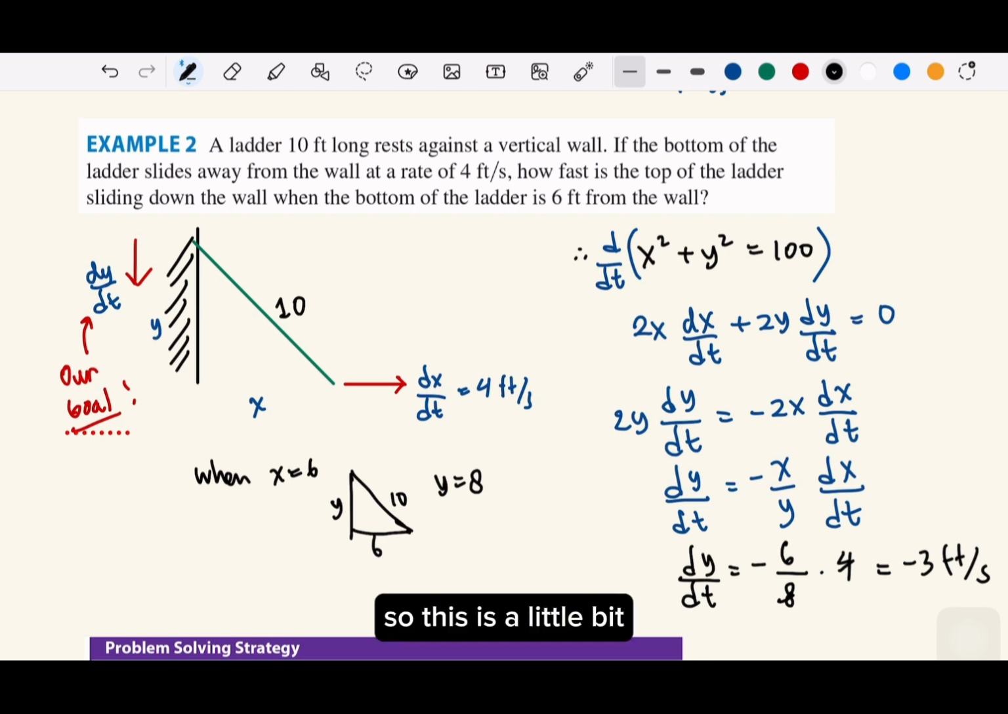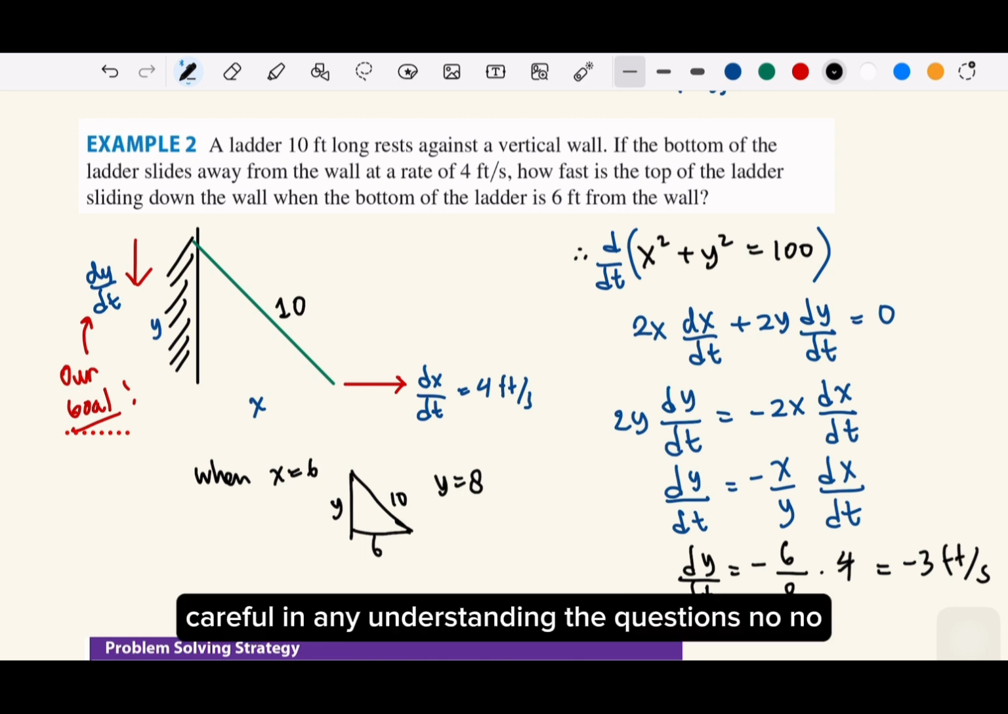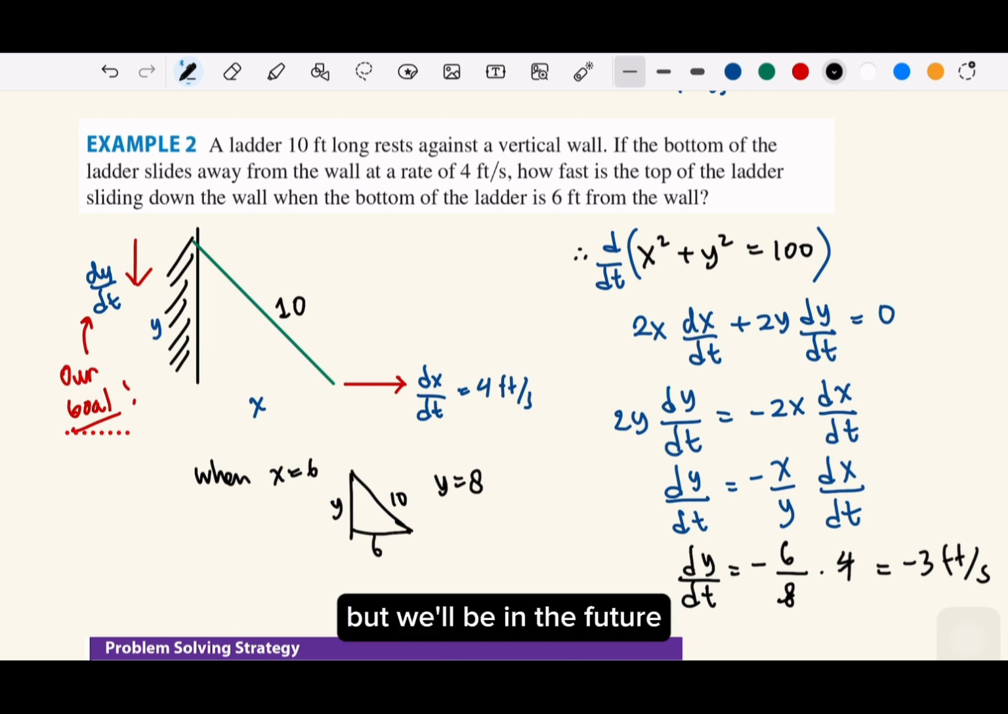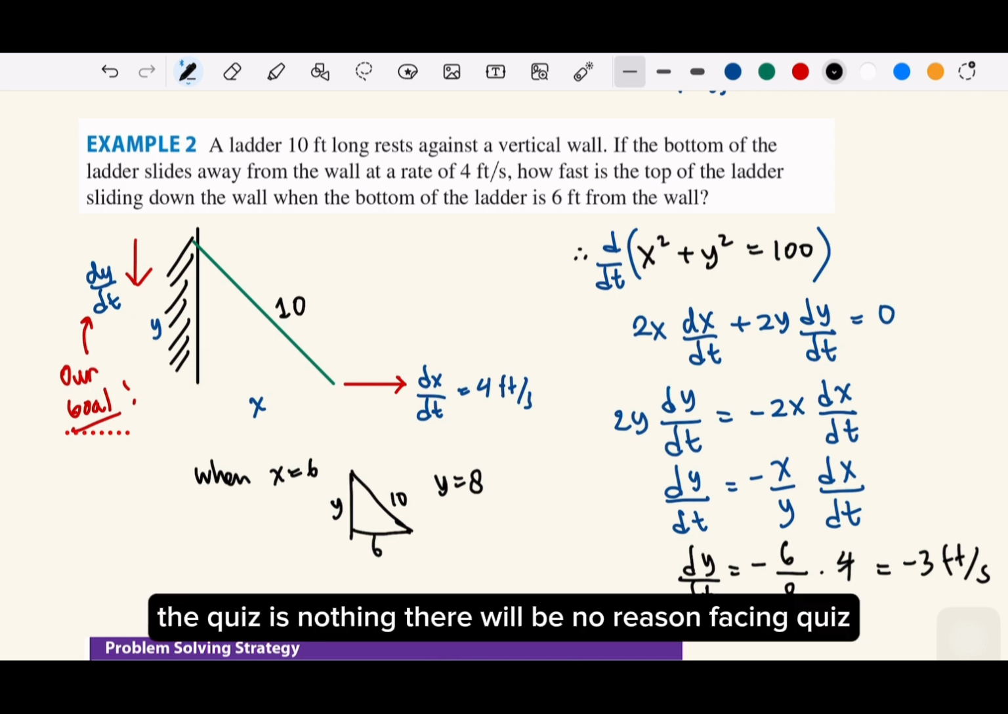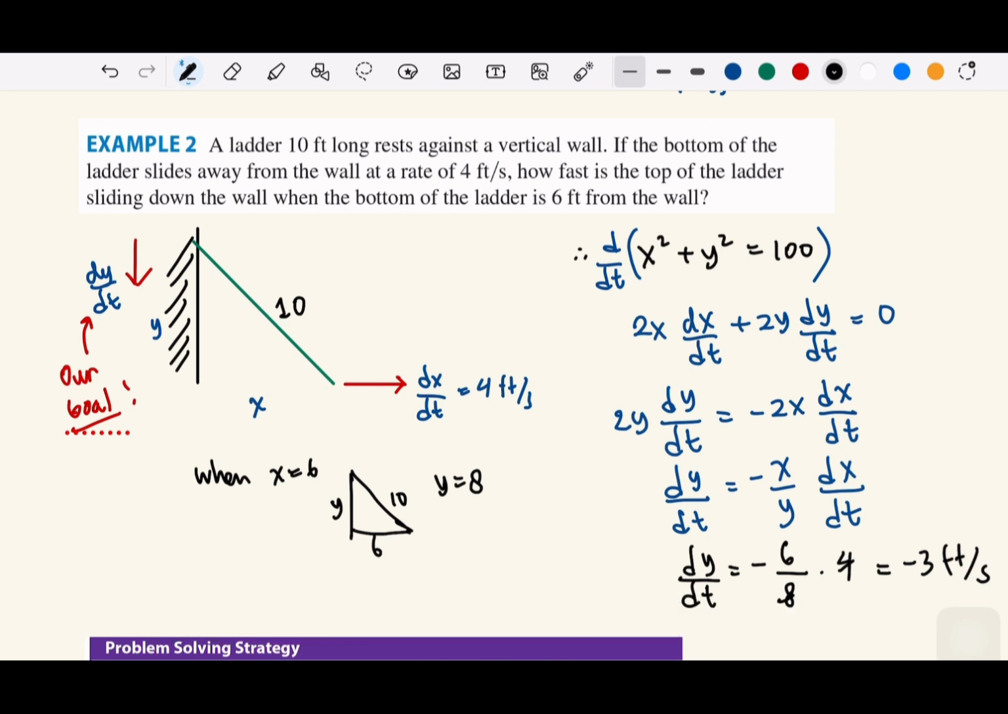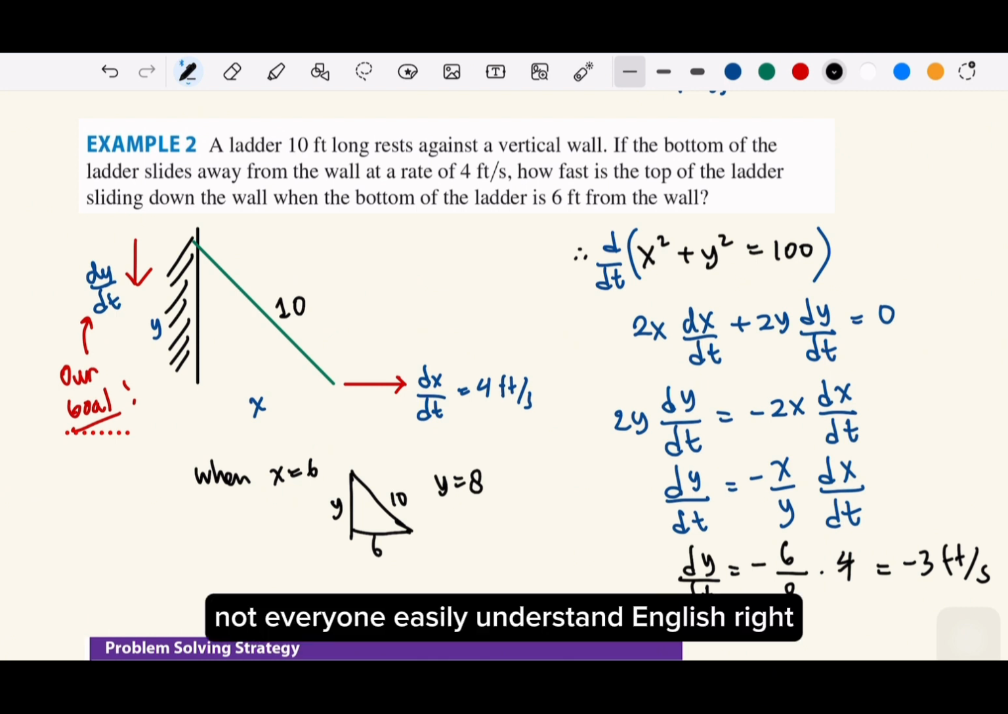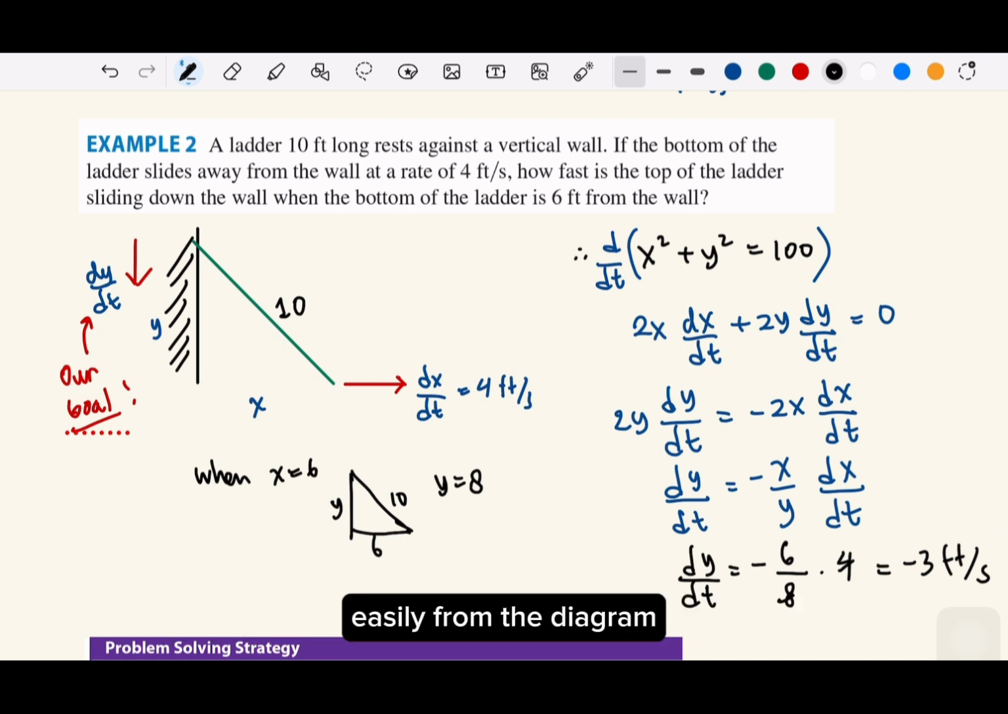So this is a little bit complicated if you are not really careful in understanding the questions. Will this be on the quiz? No. But it will be in the midterm. There will be no related trace in the quiz, but maybe in the midterm. But I'm trying my best because not everyone easily understands English, right? So perhaps I will give you some clues, at least some diagrams, so you can think easily from the diagram.